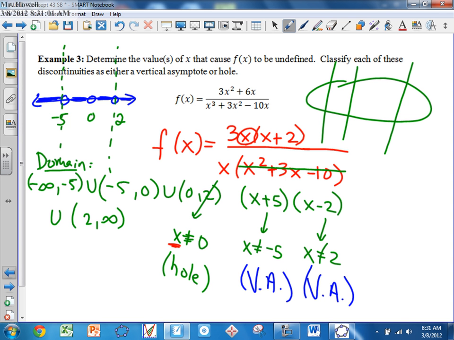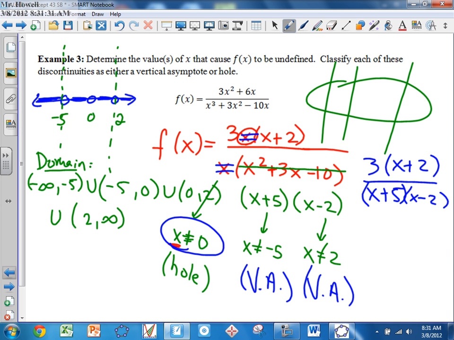I notice x is your common factor. Cancel it and write what's left over. You're left with 3 and x plus 2 up top. Down below, you're left with x plus 5, x minus 2. That's what's left over when I cancel the x that appears in both the top and the bottom. Now I need to take the value from the hole and plug it into the simplified function. So plug a 0 in here and plug a 0 in here.